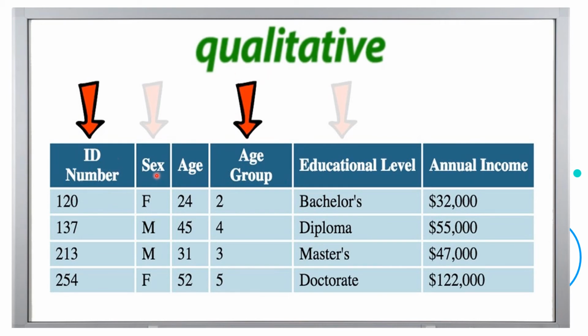Here again, I have shown an example of qualitative classification. ID number, whether the person is a male or a female, age group, educational level. So here we have a qualitative aspect to it, and annual income. So data can be expressed in terms of qualities like gender, educational level or qualification, and so on.